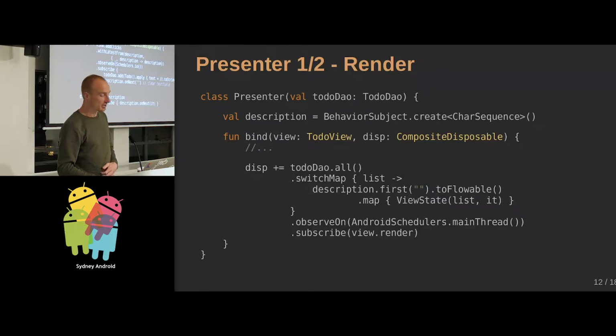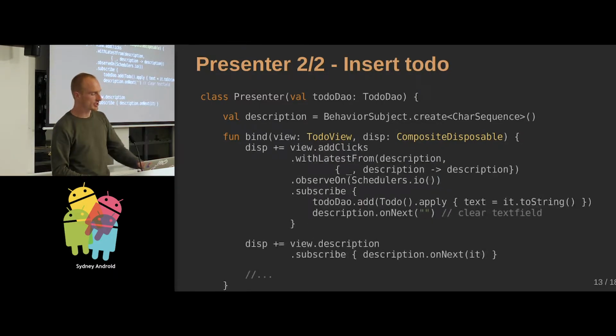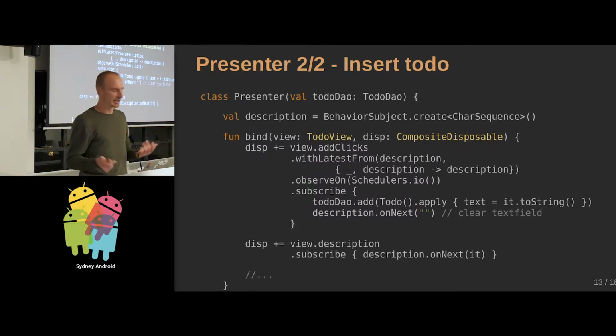So let's look at the actions. Here at the top, you can see we're listening for the add clicks. The unit of the clicks is not really that interesting. So below that, we're grabbing the description and discarding the unit. And then in the subscribe lambda, we create a to-do item that we store in the database.